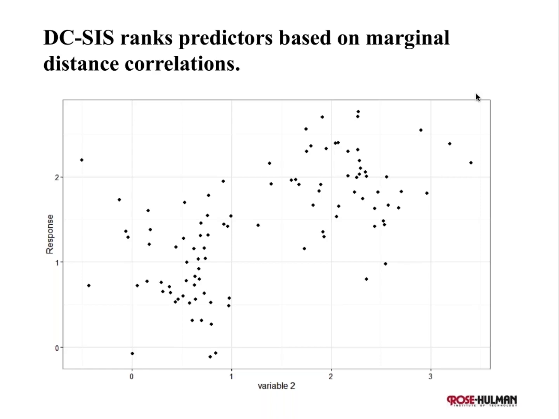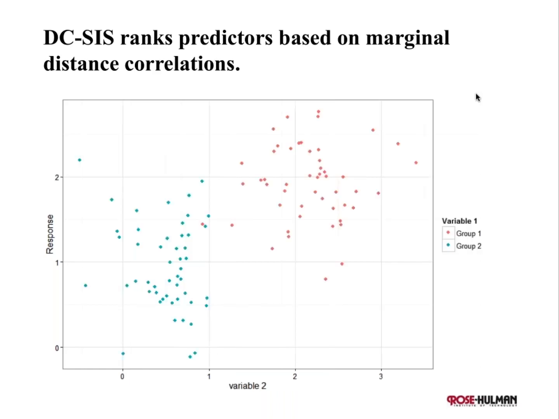However, there is another problem with both DC-SIS and SIS: they only take into consideration the correlation between the predictors and the response, but they don't take into consideration the relationship within the predictors. Hence, it might be a problem in some cases. Here is an example that can cause problems.